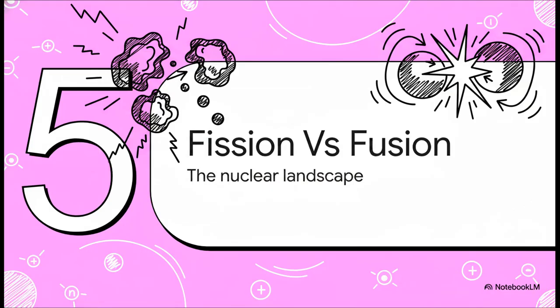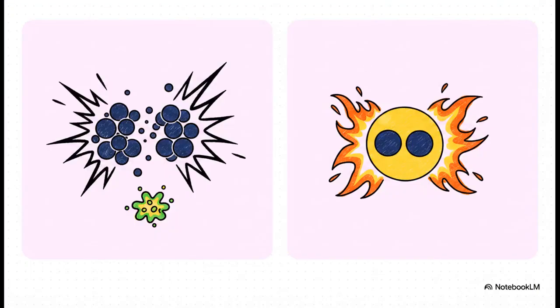Section 5. Fission versus fusion. The complete nuclear landscape. To truly grasp the mechanics here, we need to complete the picture by contrasting our fission journey with fusion. Fission is splitting heavy nuclei down the binding energy curve, releasing about 200 MeV per event, but it leaves behind long-lived radioactive waste. Fusion, on the other hand, is joining incredibly light nuclei, like deuterium and tritium, up the binding curve. That releases 17.6 MeV per event, has virtually limitless fuel, and very low waste.